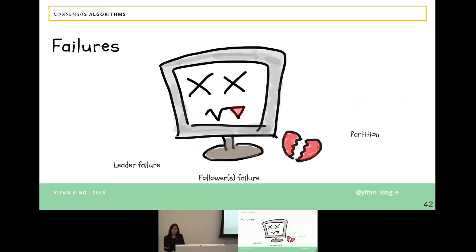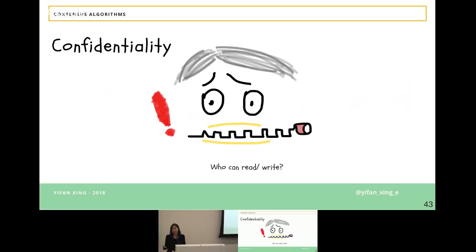Also, there are machine failures. We can have leader failures and also follower failures. We could have network partitions, which won't allow the machines to effectively communicate with each other. How do we handle those problems? How do we know that there are problems? How do we keep the confidentiality? Which machine has the right to read? Which machine has the right to write?